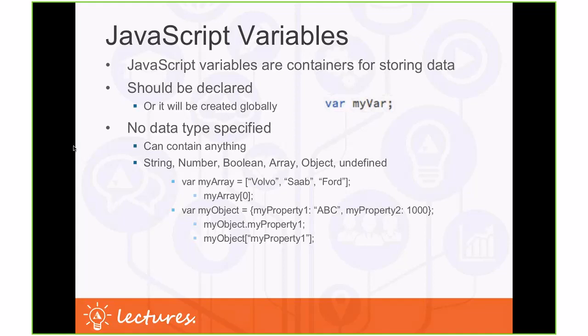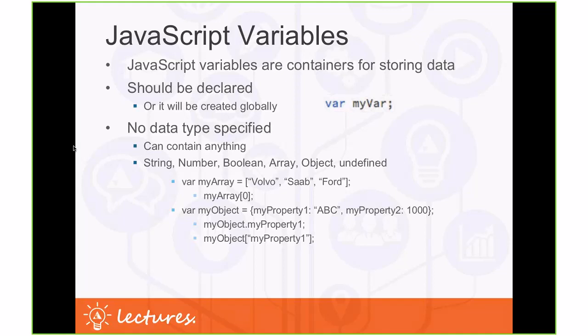If you want to get data out of an array, you use an index to get there. Indexes in JavaScript always start at 0. So my array 0 in this example will return you Volvo. 1 will return you Saab, 2 will return you Ford.